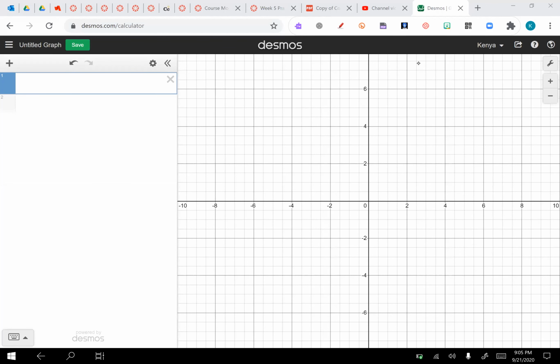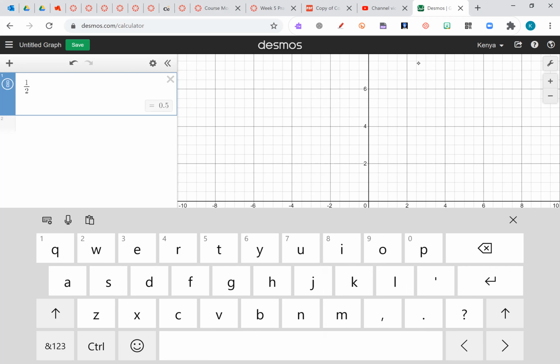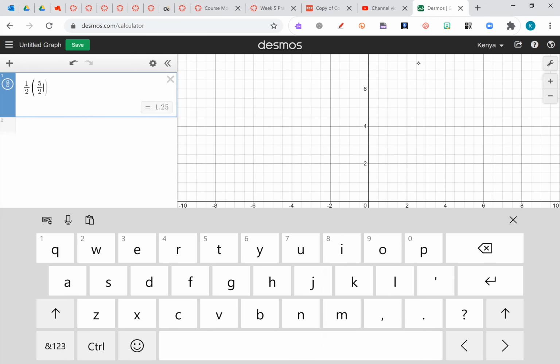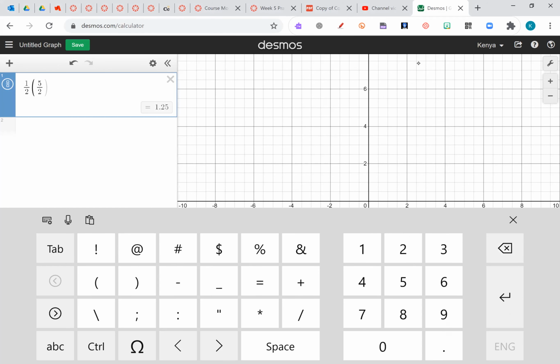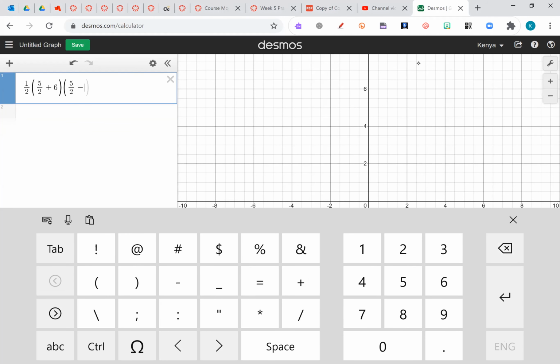So we're here in Desmos, and we're going to go ahead and type in our expression. It is going to be 1/2 times 5/2 plus 6, close parentheses, and then again 5/2, and this time minus 11, and then close parentheses, and there goes our answer, -36.125.